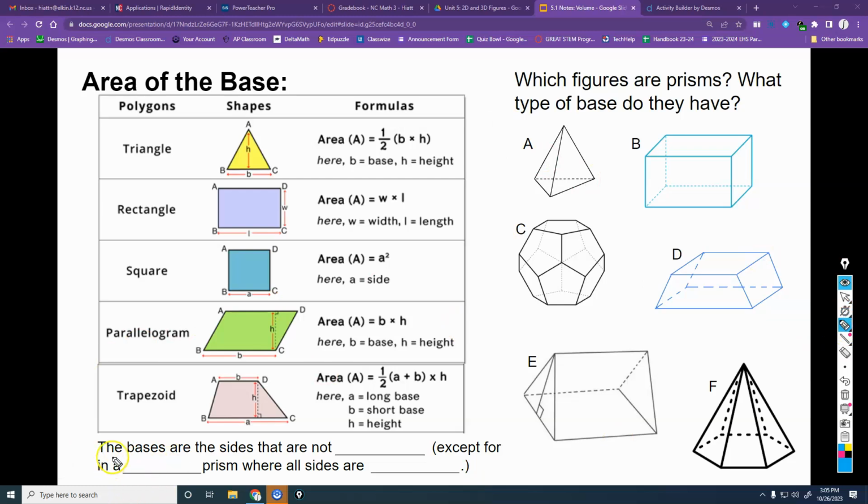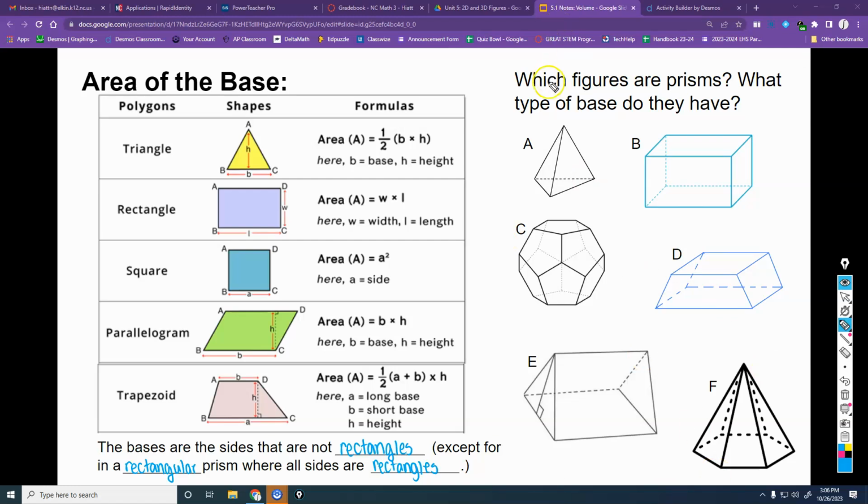Whenever we're looking at prisms, the bases are the sides that are not rectangles, unless you are looking at a rectangular prism. So right here it says except for in a rectangular prism, where all sides are rectangles. So, over here I have several different figures. Some are prisms and some are not.